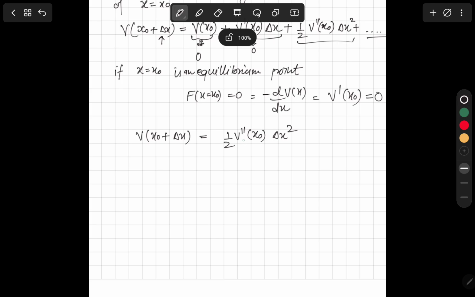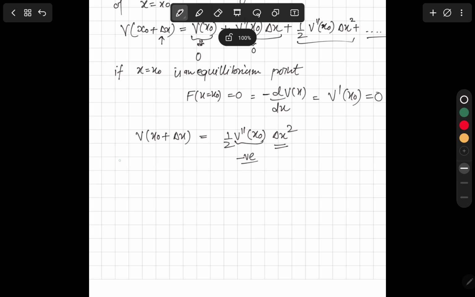Now let's try to understand this potential more. Let's say this v double dash of x naught is negative. If it is negative and we displace the system by some delta x amount, so delta x square, it will always be positive. So what we are finding is that if v double dash of x naught is negative, then potential energy of the system will decrease as we displace it.